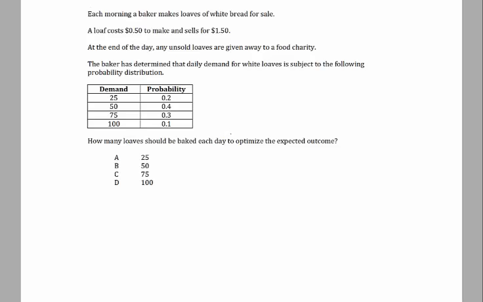To be able to answer the question, how much should be baked each day to optimize expected outcome, we're going to have to produce a payoff table which would indicate, given any particular level of demand, how much should we actually produce. And given the fact that your demand is going to be 25, 50, 75 or 100, the options available to us are going to be, should we make 25, 50, 75 or 100.